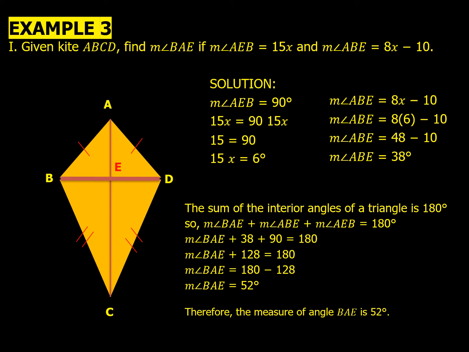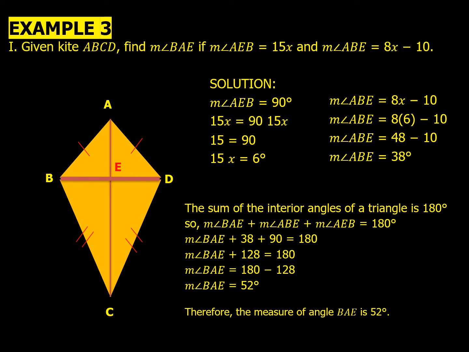The measure of angle AEB is equal to 90 degrees. Why 90? Because it is the intersection of the diagonals, and the diagonals of a kite are perpendicular to each other. Since they are perpendicular, the measure of the angles at the intersection is 90 degrees. Given that the measure of angle AEB is equal to 15x, we will just substitute. So 15x is equal to 90.